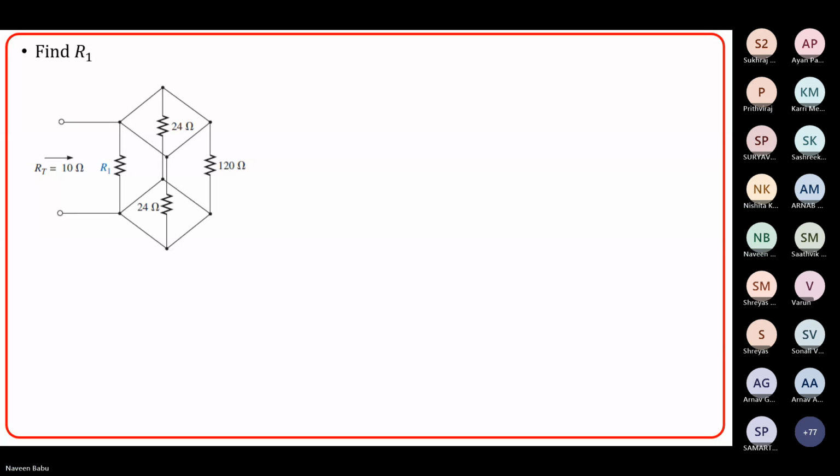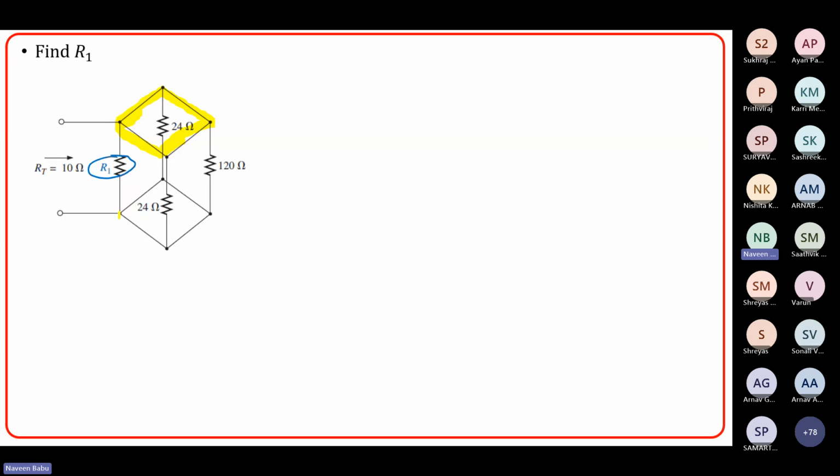Now, coming to the next circuit, with this kind of circuit you have to determine the value of R1. So how do you do this? If you look at this circuit, all the resistors are in parallel, right? How are they in parallel? Look at the top, this particular portion. All these are shorted resistances.